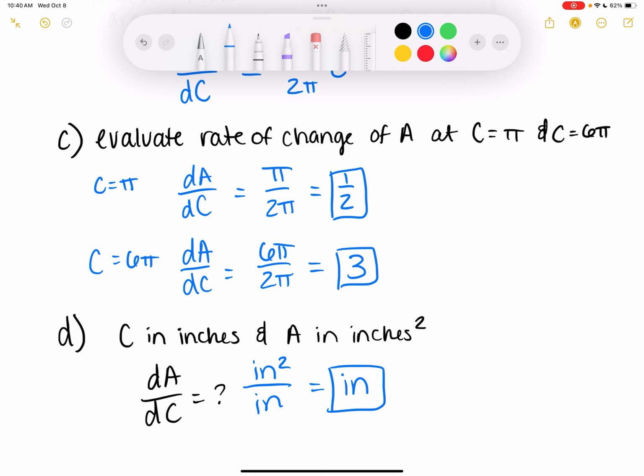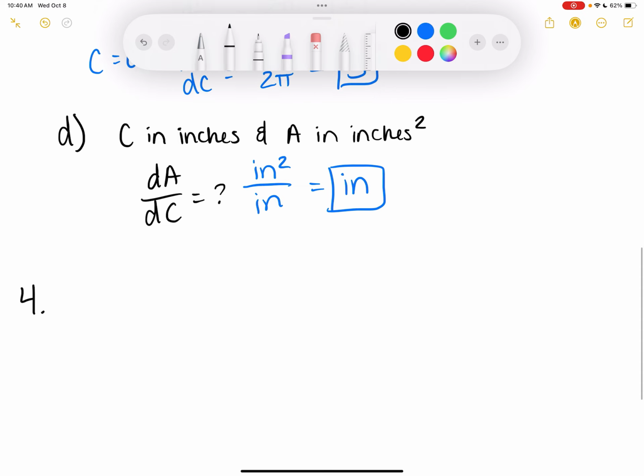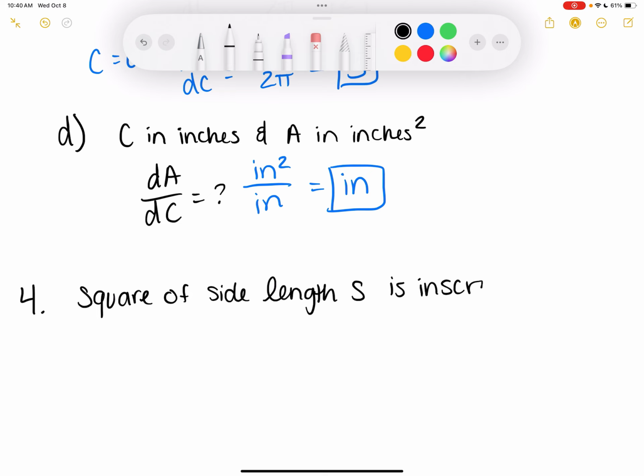All right, a square of side length S is inscribed in a circle of radius R.